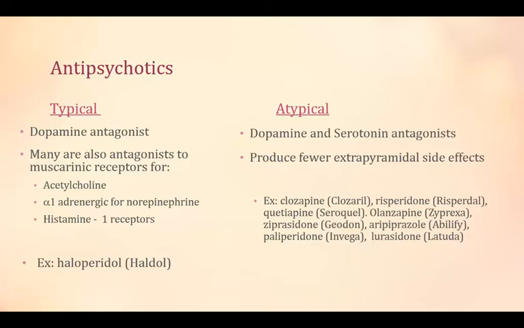So antipsychotics can be categorized into typical and atypical. The typical one we just talked about, that's the dopamine antagonist, okay? And the atypical is actually blocking dopamine and serotonin. Typical antipsychotics like Haldol are not used so much anymore, because they come with many side effects. Okay. The atypicals are now being prescribed more often.